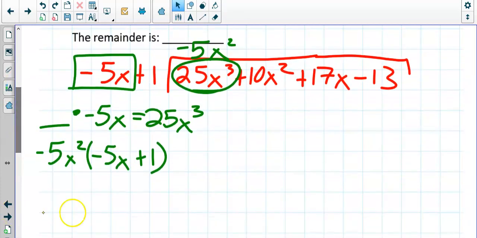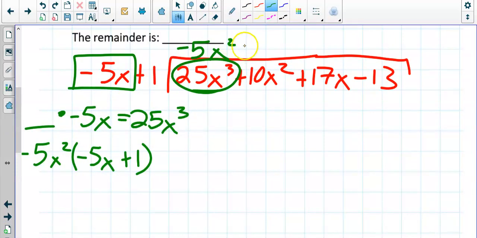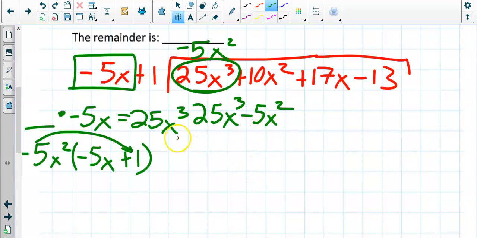Now I can grab it. It is no surprise that our first piece here is 25x cubed. That's going to happen because we want to get rid of that first guy. But what is negative 5x squared times the 1? Negative 5x squared, right? And what do we do in long division now? We subtract down. Again, no surprise that the 25x cubed cancels out because we engineered it to do that.